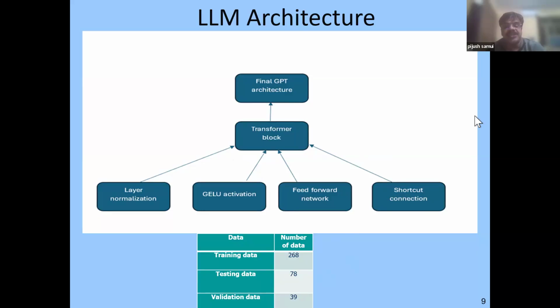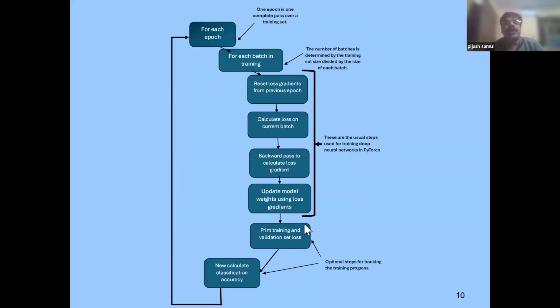So this validation is used to check whether overfitting occurs in the AI model or not. If you come back to the LLM, what you are doing here is that one epoch is a complete pass over the training data set. For each training batch you give, the number of batches is determined by the training set size in the data.